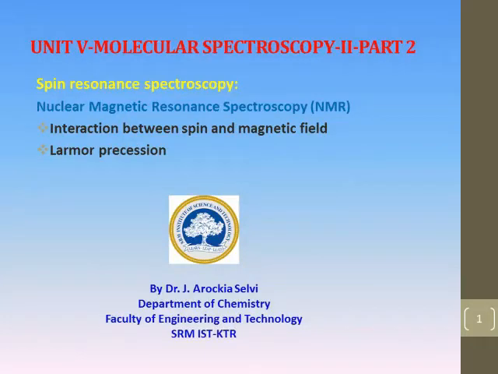So here it is, the second part of molecular spectroscopy 2, in which we will be discussing the interaction between the spin and the magnetic field and also the Larmor precession. We will be deriving the expression for the frequency of a bare proton as well as the Larmor frequency.